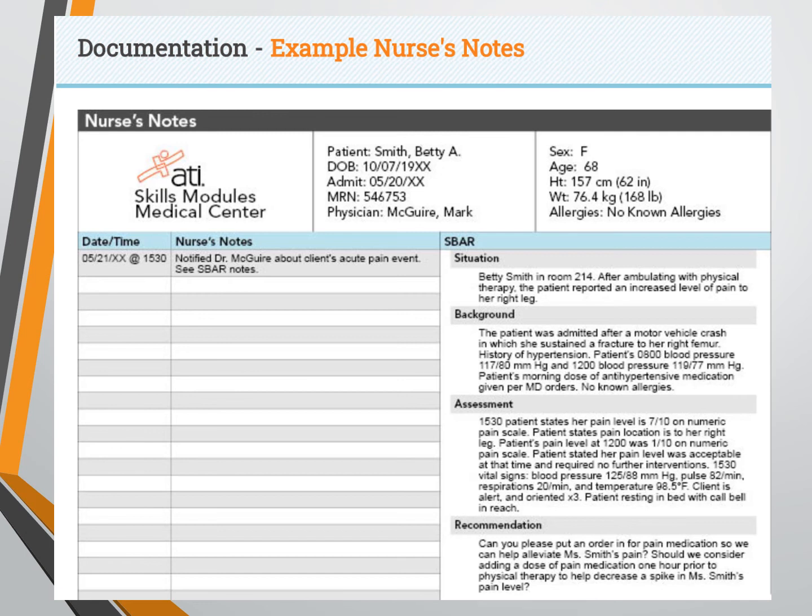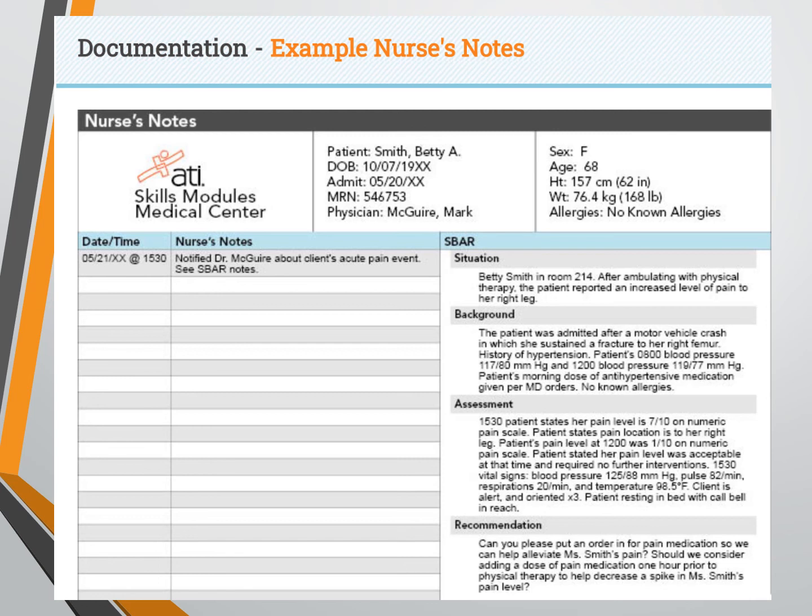Here is an example of an SBAR. So let's begin with the situation. Miss Betty Smith is in room 214, ambulating with physical therapy. The patient reported an increased level of pain to her right leg. You see how it was short, sweet, to the point, but it included a lot of information. You know who the patient was, where the patient was, what the patient was doing, and what the patient reported. Pain, and where was the pain.